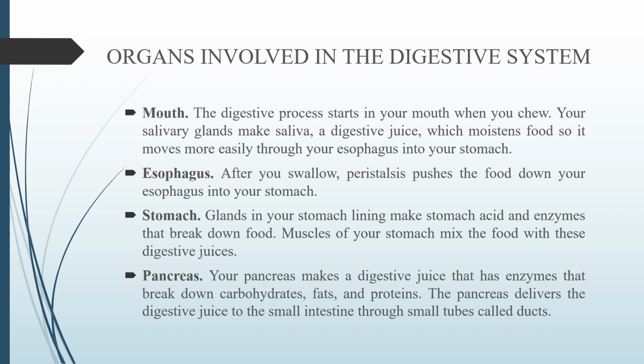Stomach. Glands in your stomach lining make stomach acid and enzymes that break down food. Muscles of your stomach mix the food with these digestive juices. Pancreas. Your pancreas makes a digestive juice that has enzymes that break down carbohydrates, fats and proteins. The pancreas delivers the digestive juice to the small intestine through small tubes called ducts.